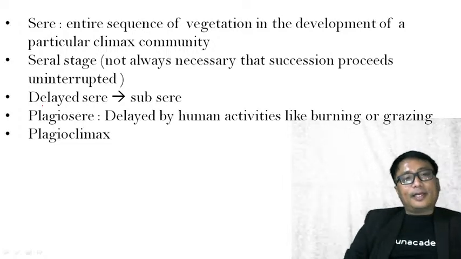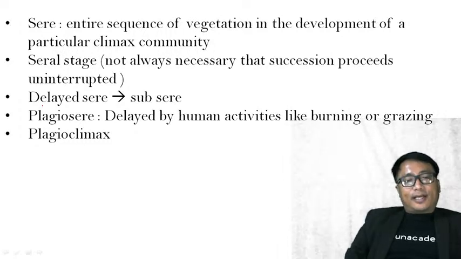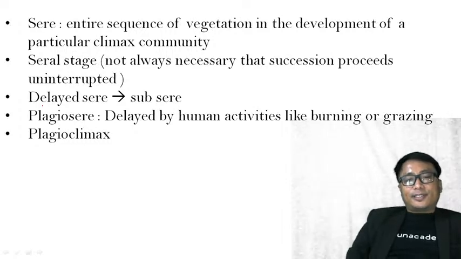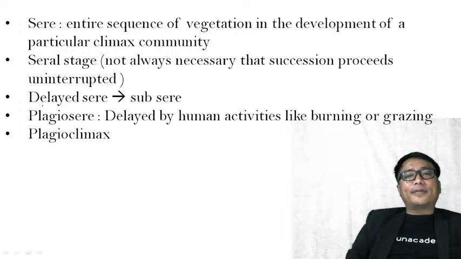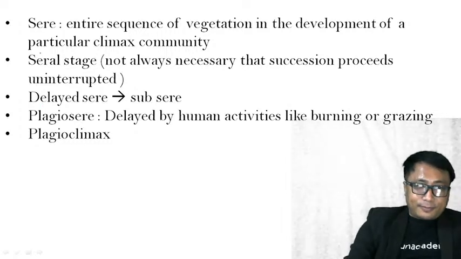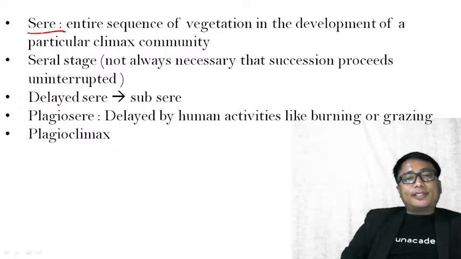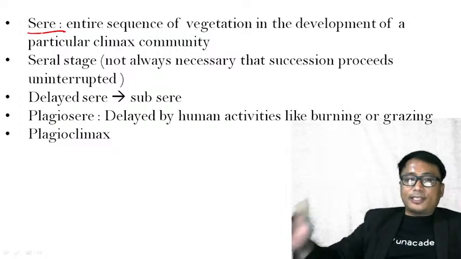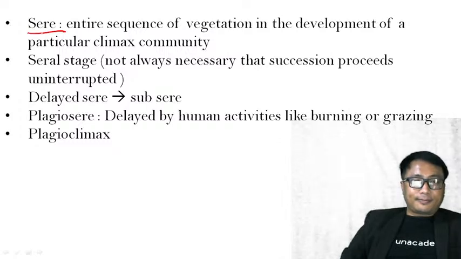Clear? Now, this particular ecological succession has certain important terminology and meanings. Let us see them one by one. Sere: the entire sequence of vegetations in the development of a particular climax community is known as a sere. It is important to know this term. That is, right from the initial phase to the final phase is known as a sere.